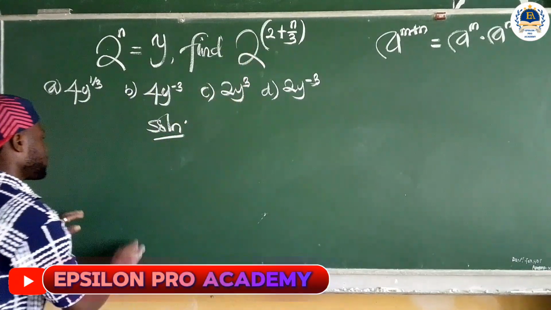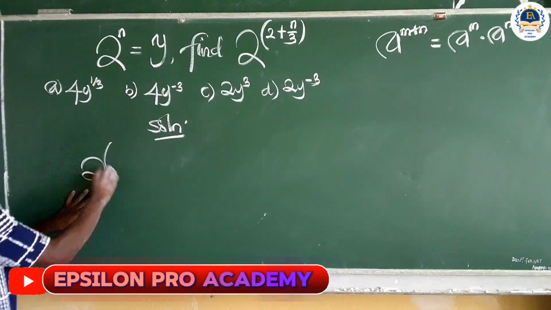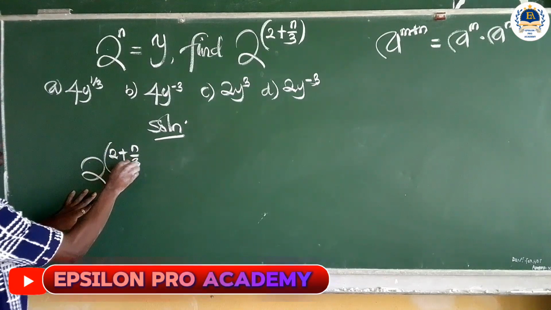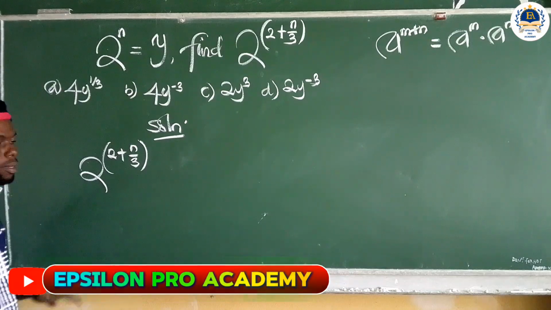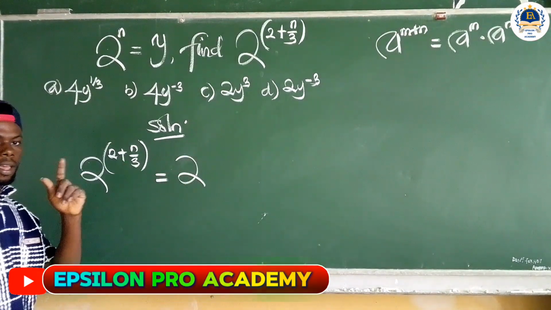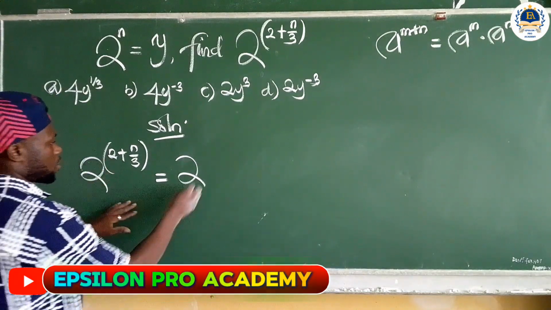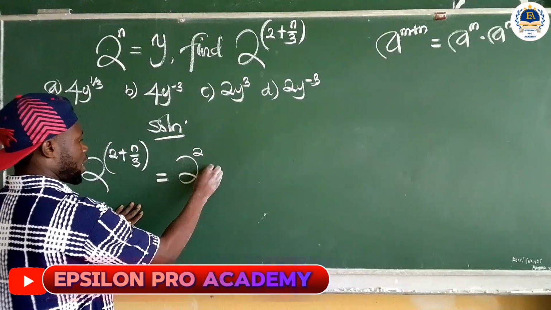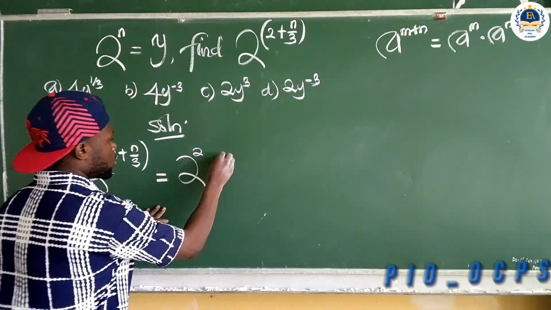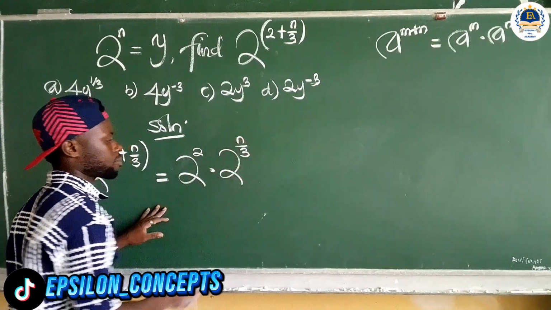So from here we have 2 raised to the power of, in parentheses, 2 plus n over 3, bracket close. This could also be written, from the law of indices, as 2 raised to the power of 2 times 2 raised to the power of n over 3.